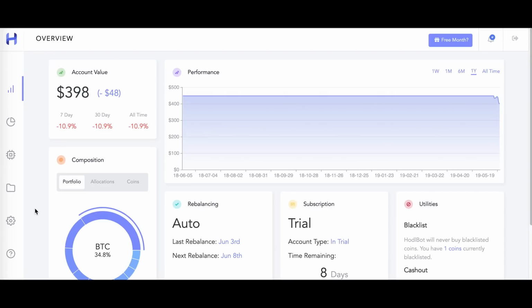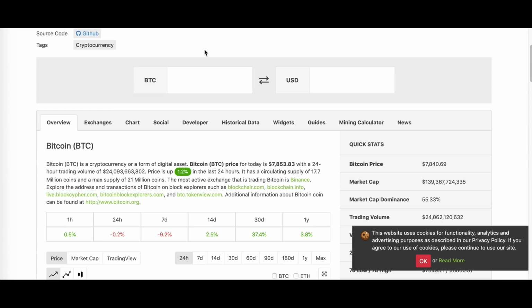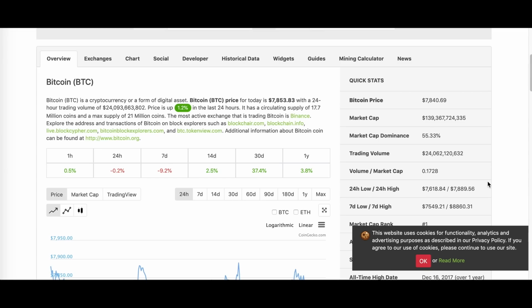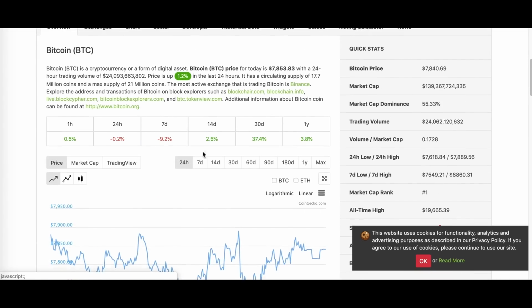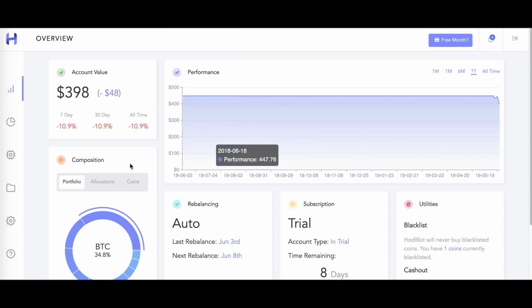So here's where my account's at right now. I'm down $48 from a fiat standpoint, about 11% over 7 days. And if we look at where Bitcoin is right now over 7 days, if I would have just put it all into Bitcoin, I'd be down about 9%, call it 9.2, according to CoinGecko. So right now I'm performing about 1.5 lower than if I would have just thrown it all into Bitcoin.